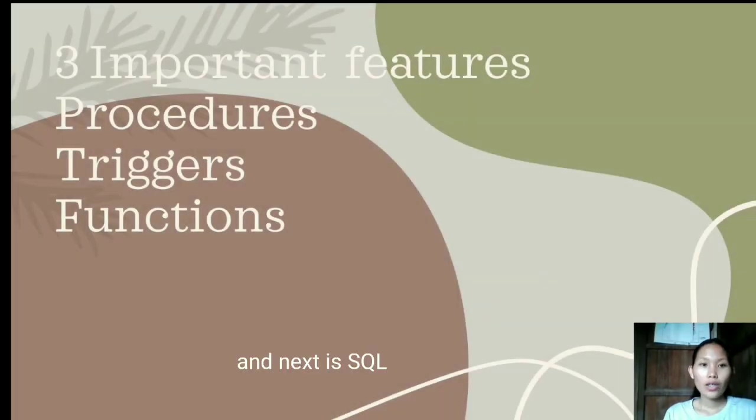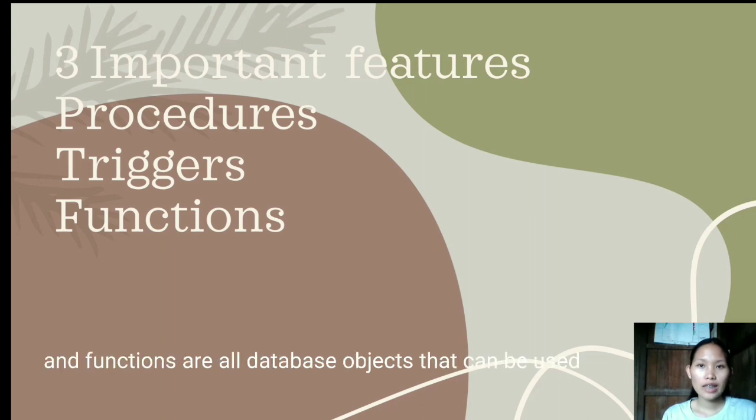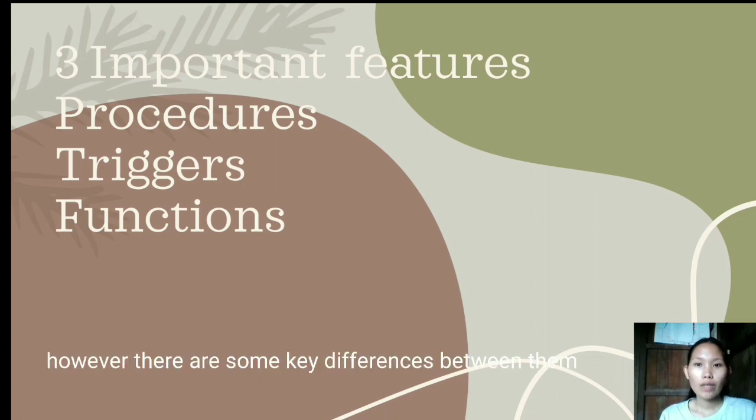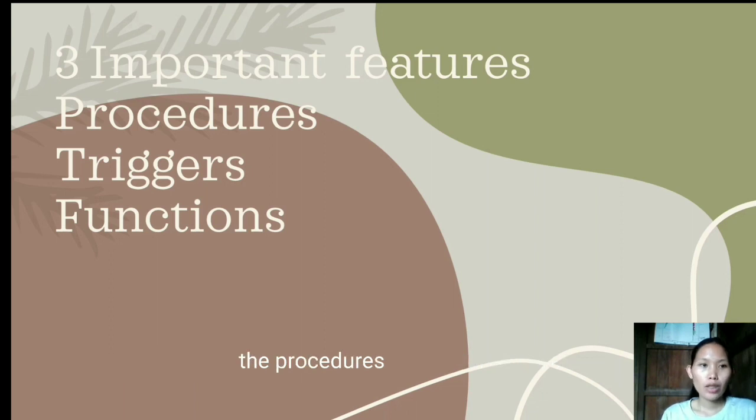And next, SQL procedures, triggers, and functions are all database objects that can be used to manage and manipulate data in relational databases. However, there are some key differences between them: the procedures, triggers, and functions.